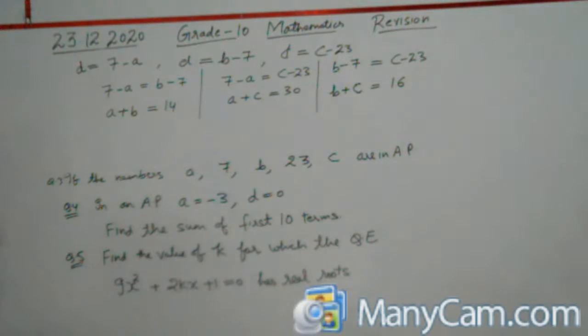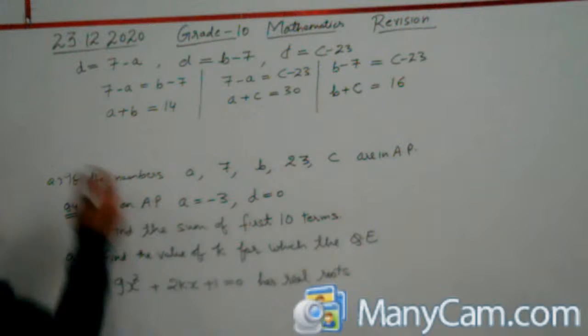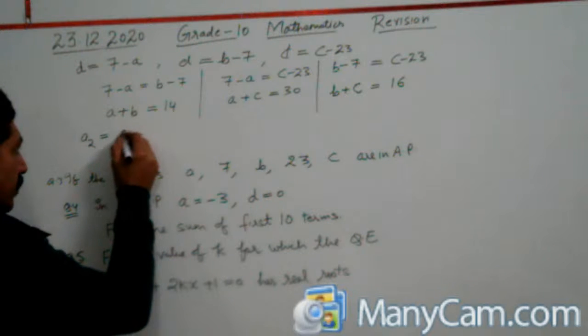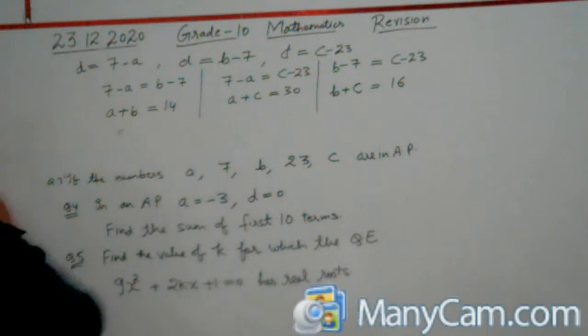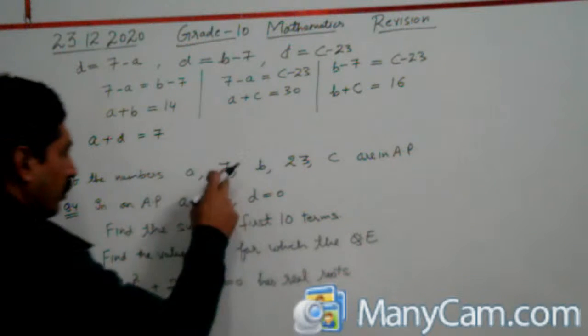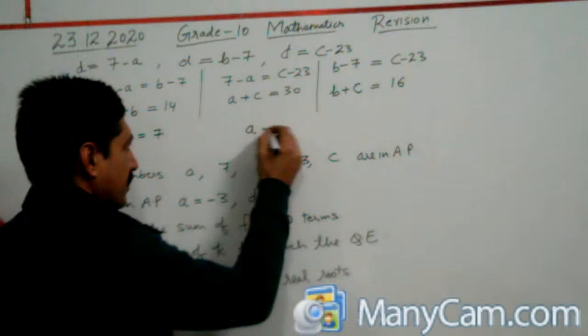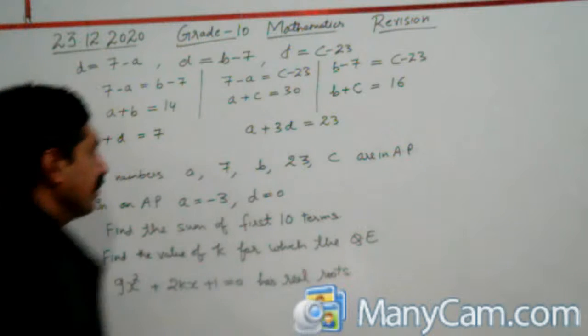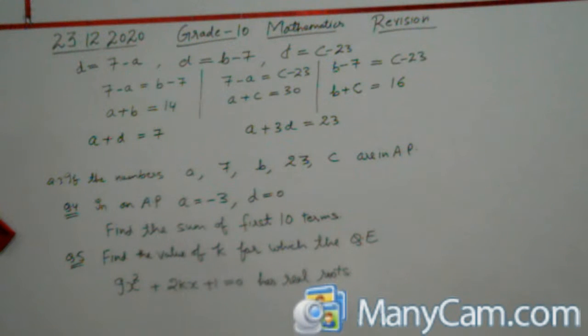Now this is a common difference, whereas in the AP here, the first term, or in another way we can write the second, A2 is equal to A plus B, is equal to 7, and here fourth term A plus 3D, A plus 3D is equal to 23, right? So here the first, so adding both 2A plus 4D.